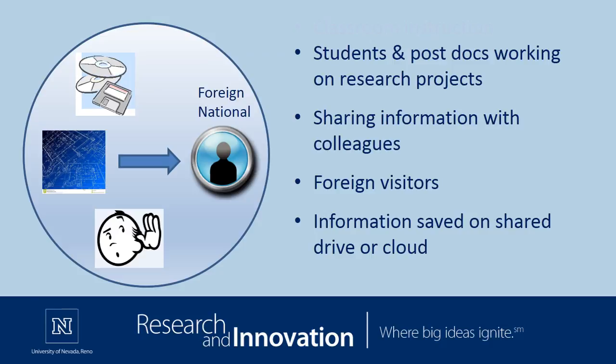It's pretty easy to see how this can happen in a university setting. For example, a deemed export of technology could happen when foreign national students and postdocs are working on research projects, when we share information with foreign colleagues, when foreign visitors are on campus and have access to technology, or when we store technology or software codes on a shared drive or other locations without adequate protection. This disclosure is only an export if it is made to a foreign person. So it's important to know what a foreign person is in this context.